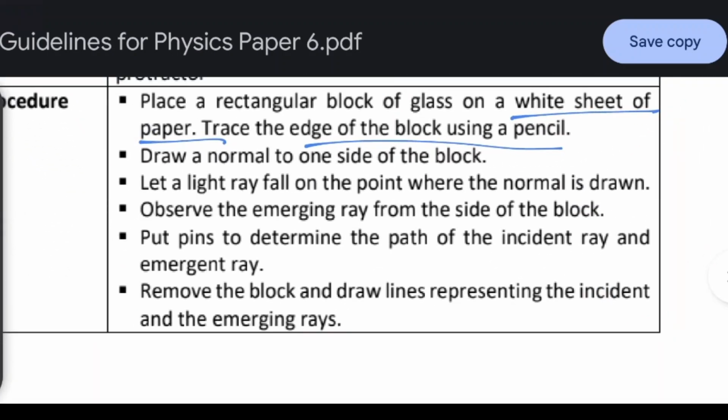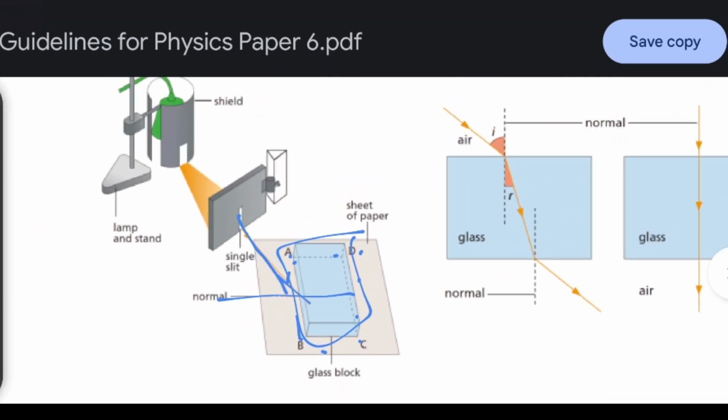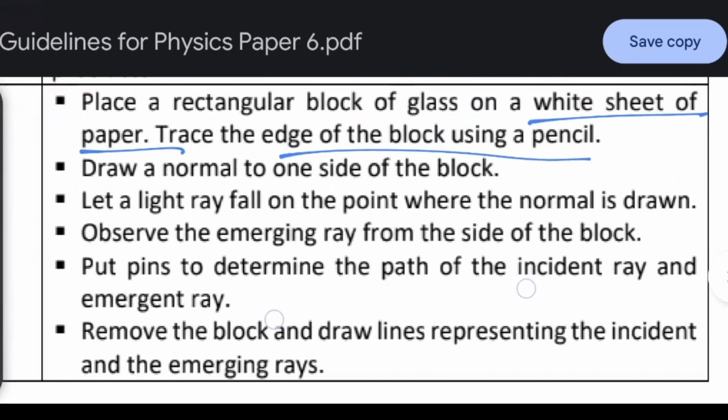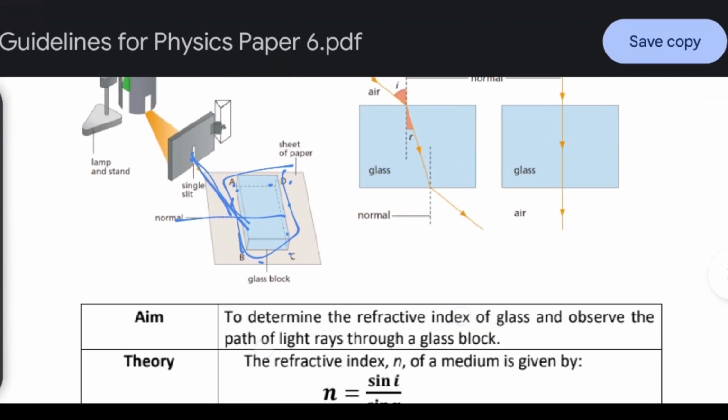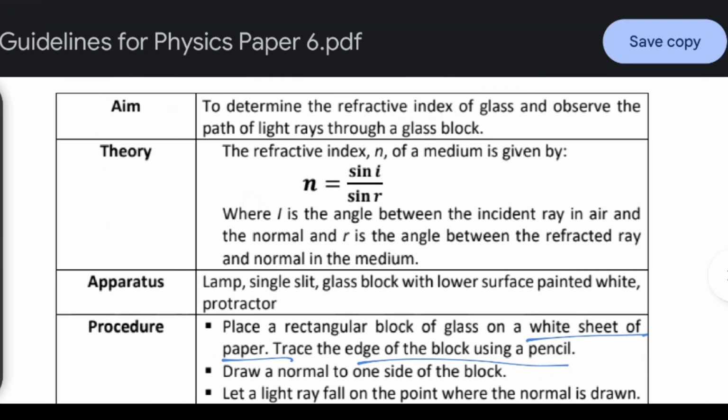Draw a normal. Let a light ray fall on the point where the normal is drawn. Now, what is going to happen? Observe the emerging ray from the side of the block. You're going to observe the emerging ray that comes out from another side of the block, maybe from here.